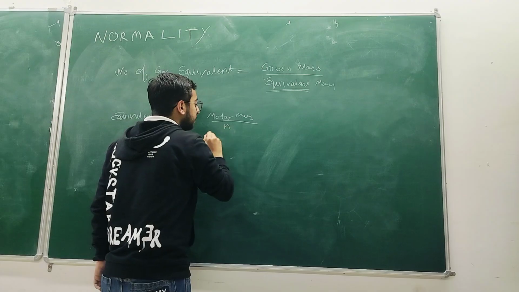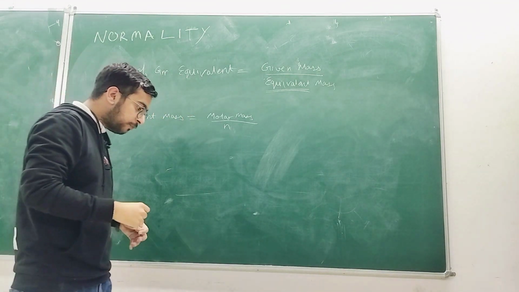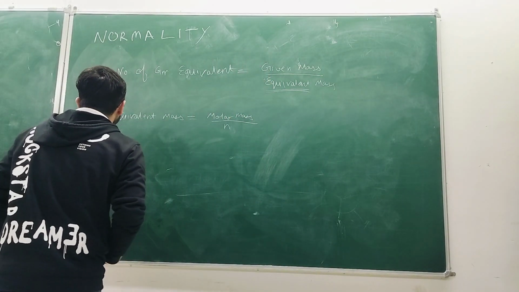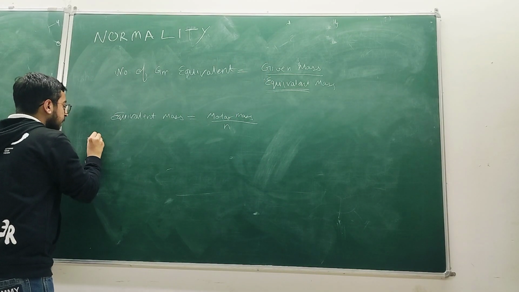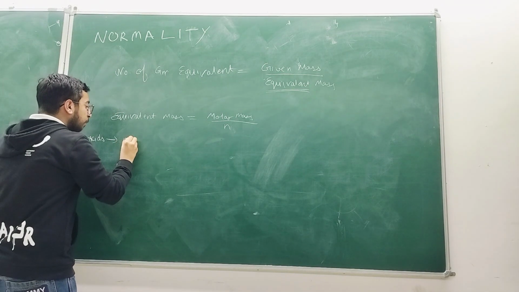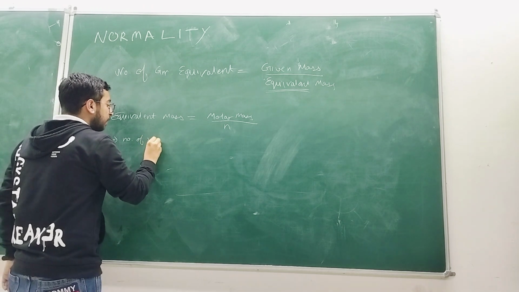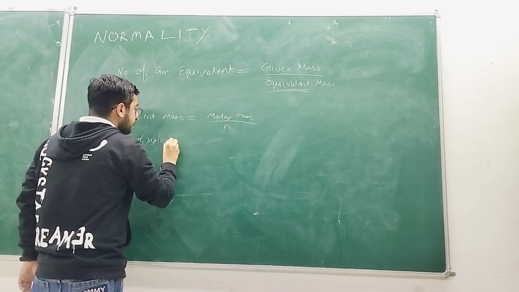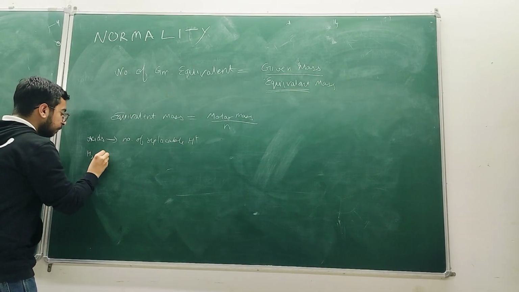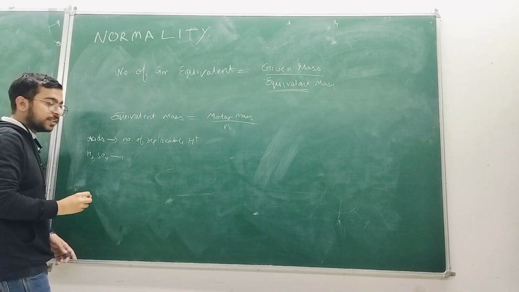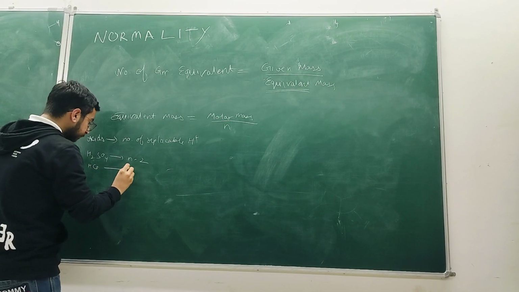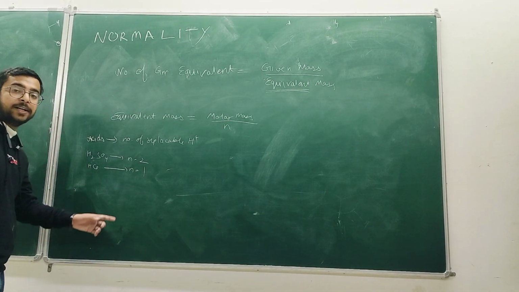Equivalent mass is nothing but molar mass divided by valency factor. Here I am representing valency factor as n. We can find n for acids, bases, salts. How can we find it? I will tell you. Let's say for acids, valency factor can be found as the number of replaceable H plus ions. In H2SO4 there are two replaceable H plus ions, so n is 2. In HCl there is only one H plus, so n is 1.